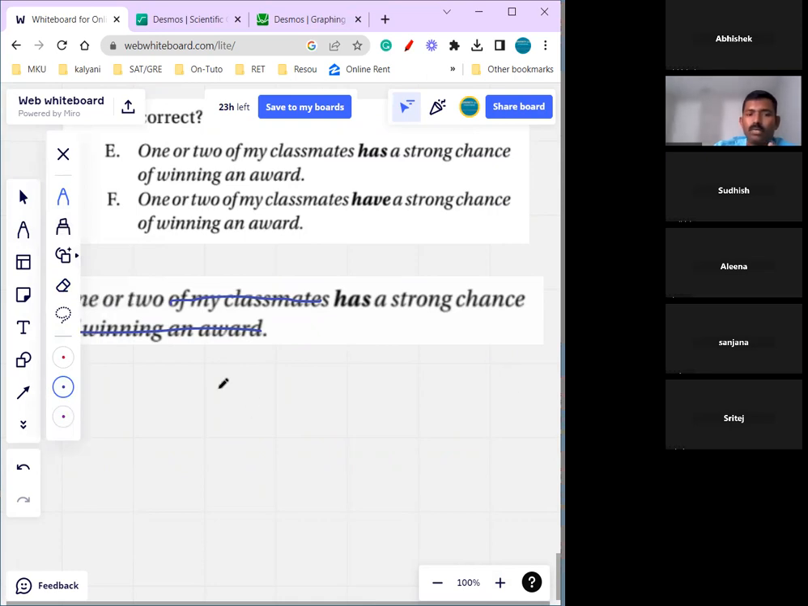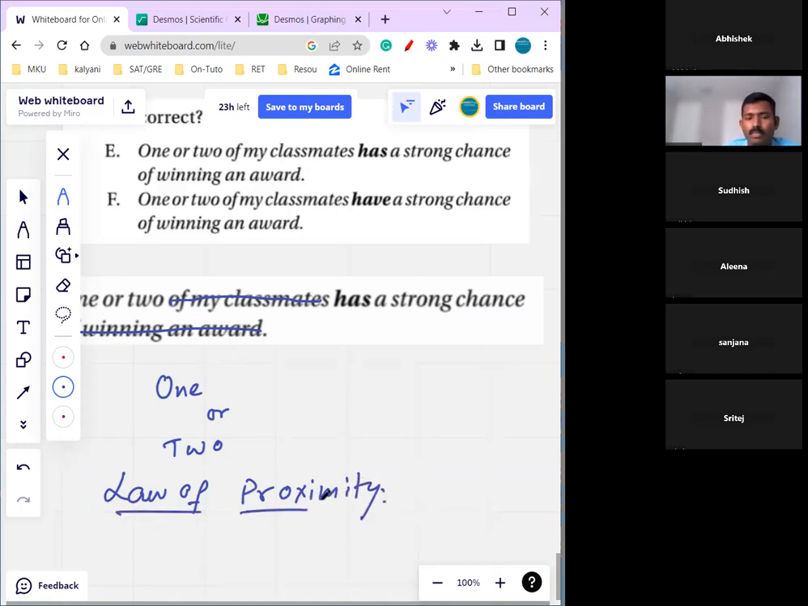So I can see there's a "1 or 2 has a strong chance." When I see this, 1 or 2, which one should I take? Am I going to take the 1 or the 2? If it is a 1, then it's singular. But if it is 2, it's going to be plural. But how do I know which one to take? Then it is called the law of proximity.